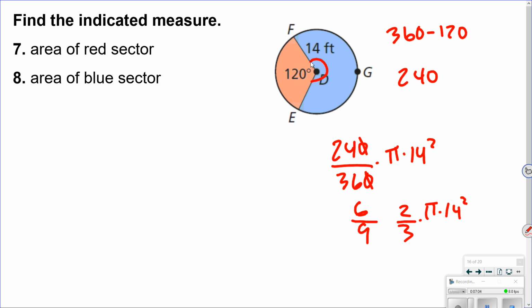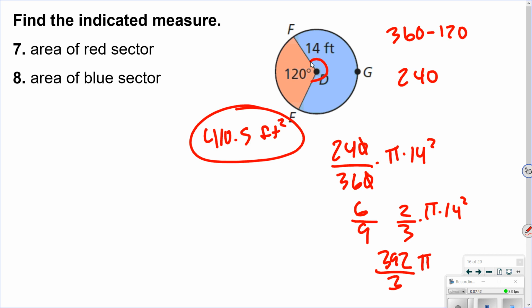So again, the exact answer, I would go 2 times 14 squared. That comes out to be 392 over 3 pi. Okay, that's the exact answer. And then we label it, square feet. And if we want to find the approximate answer, I just plug that in a calculator, 392 times pi divided by 3. That comes out to be approximately 410.5 square feet. Okay, that is the approximate solution.